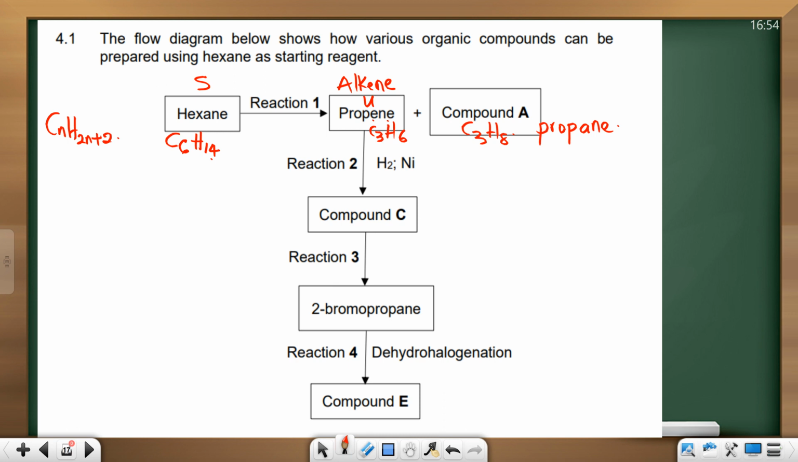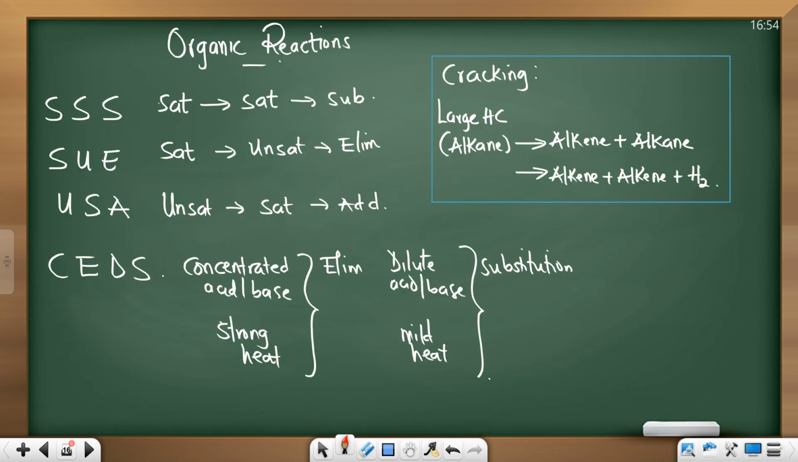Okay. Check this. The first reaction, reaction 1, is called cracking. Why? We are breaking a large hydrocarbon into smaller usable units. Let's go for reaction 2. It starts with a U. There's only one thing that starts with a U here. Do you see how simple it is? It is unsaturated.